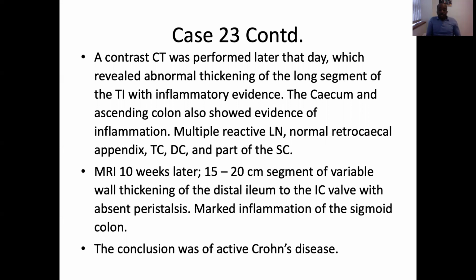So MRI was done 10 weeks later, which showed a 15 to 20 centimeter segment of variable wall thickening of the distal ileum to the ileocecal valve with absent peristalsis, and marked inflammation of the sigmoid colon. And that was pretty much it. And the conclusion was active Crohn's disease.